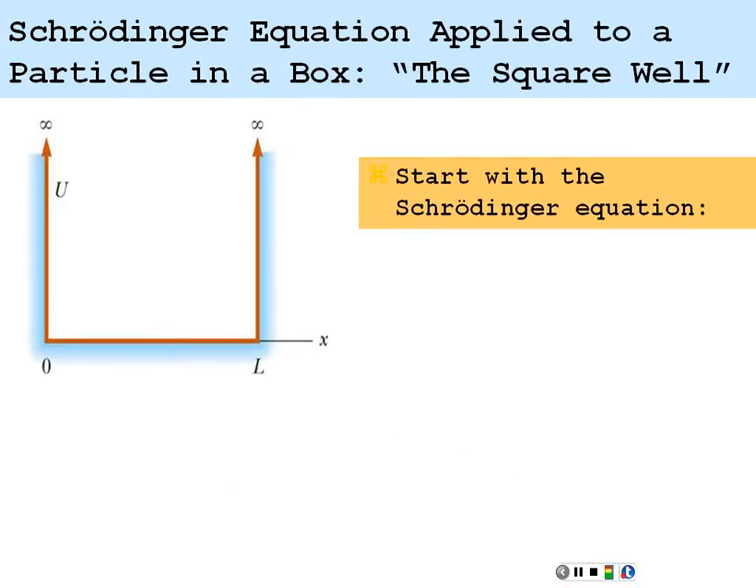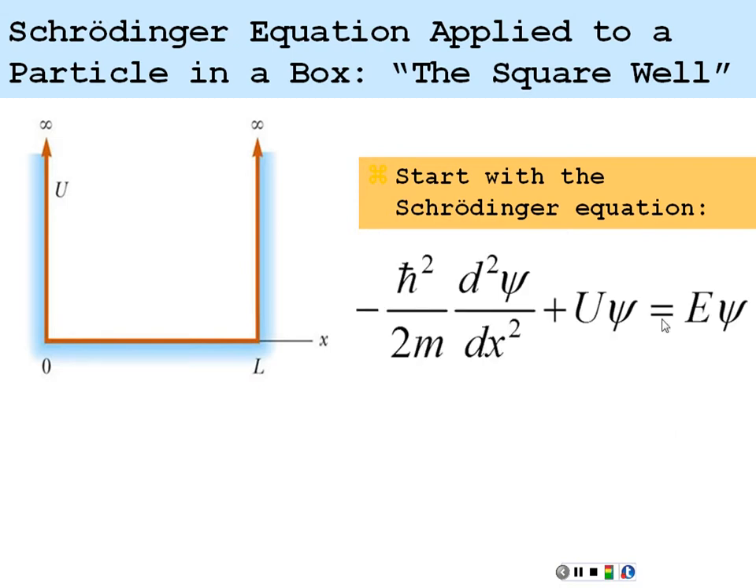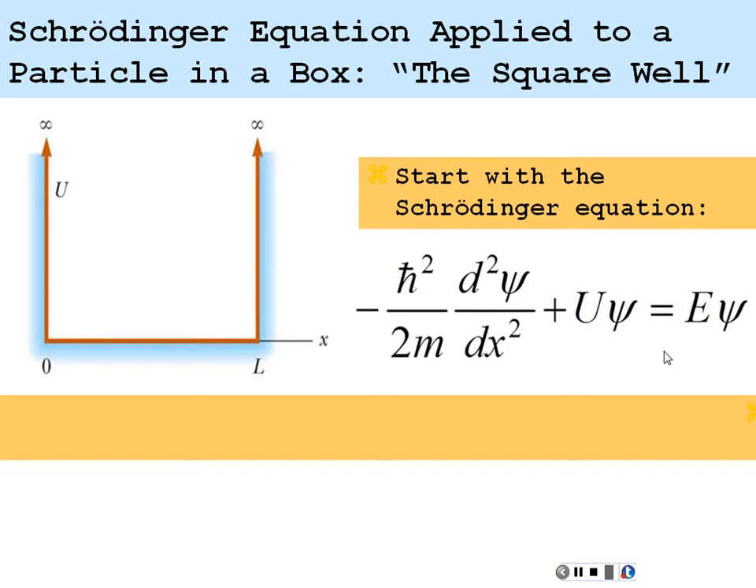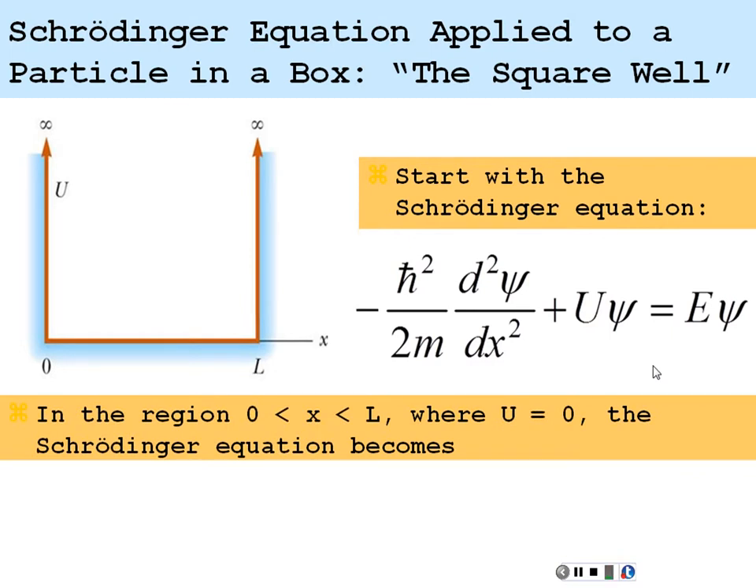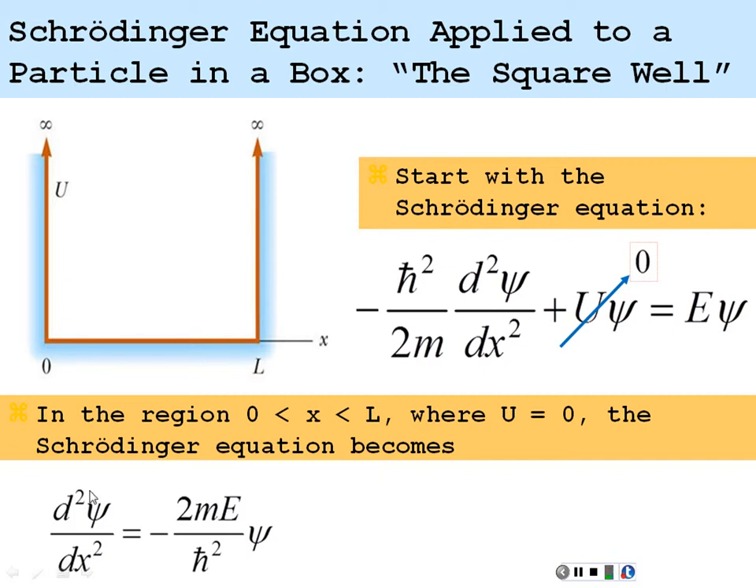Let's apply it to what is called the particle in a box, or also called the infinite square well. Infinite square well, we have a potential that is 0 between 2 points, 0 and L, and then infinitely large elsewhere. We're going to start with the Schrodinger equation. Negative h bar squared over 2m, second derivative of psi with respect to x plus U psi equals E psi. In the region from 0 to L, we have no potential energy, 0. So the Schrodinger equation simplifies with no potential energy there to just being the second derivative of psi with respect to x is equal to negative 2 mass energy over h bar squared psi, and we can think of this as being a constant. So it's the second derivative of psi with respect to x is equal to negative some constant times psi.